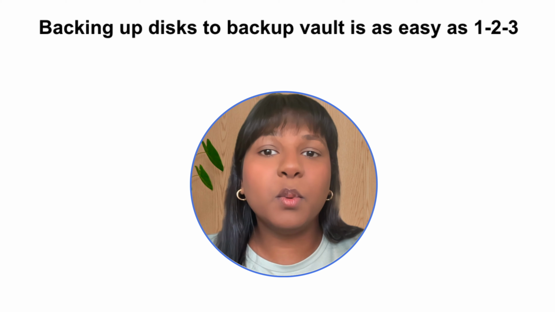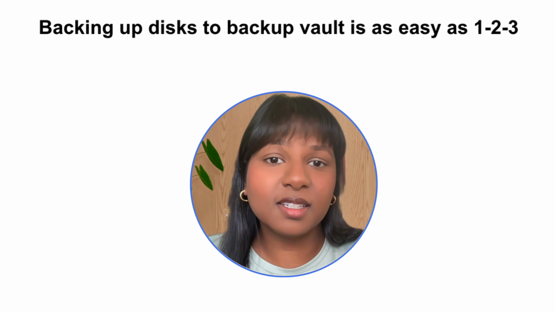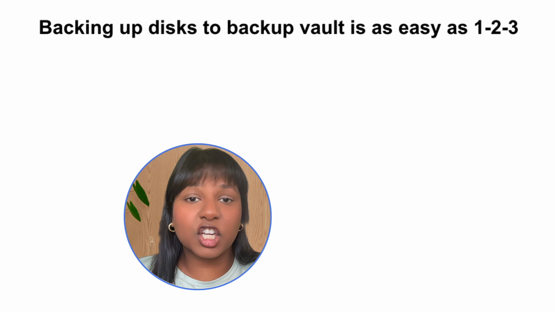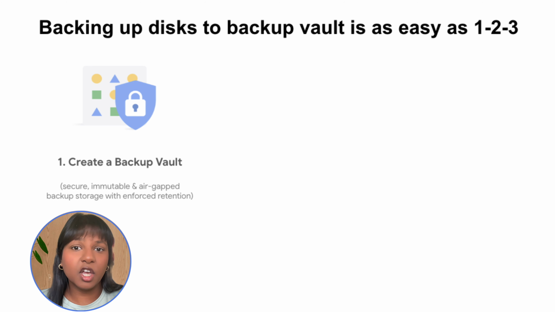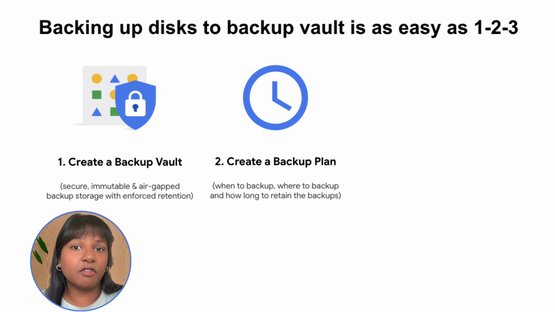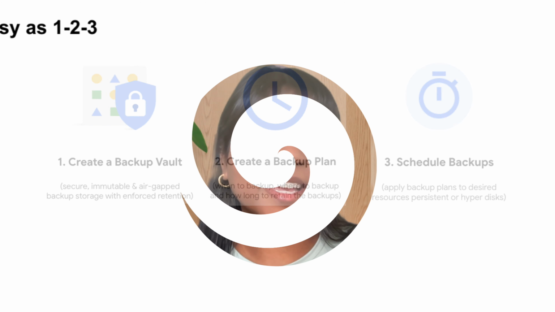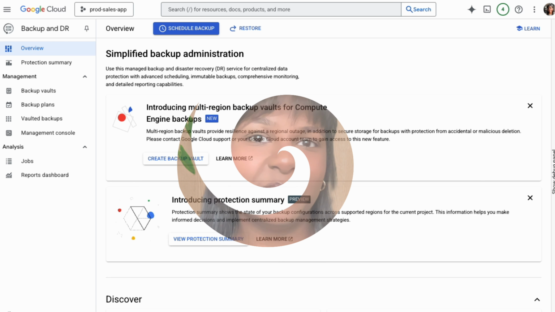Now, let's walk through how we can enhance cyber resilience and protect critical data stored in persistent disks and hyperdisks in 3 simple steps. First, to secure your backups from ransomware and malicious users, you need to create a backup vault. Second, you need to create a backup plan that defines how frequently you want to back up your persistent or hyperdisk data. This will include where you want to store the backups and how long you want to retain them for. Lastly, you apply the backup plan you just created to desired disks, and the Backup and DR service will start backing up these disks as per the schedule. So let's get started with the demo.